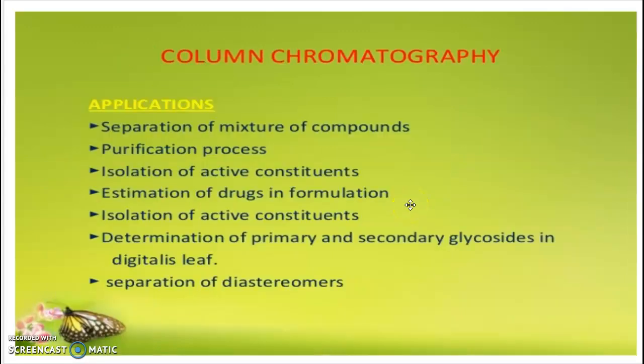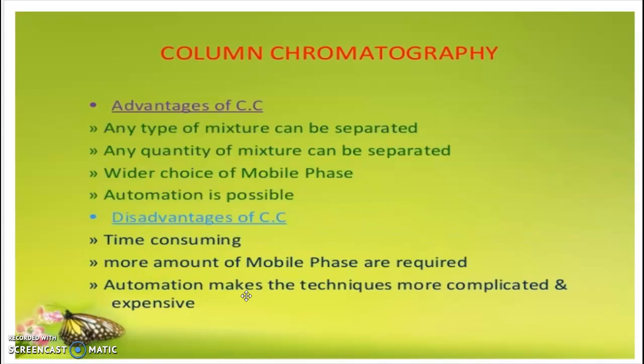See, what are the applications where we can use column chromatography: in the separation of mixtures of components, purification process, isolation of active constituents, estimation of drugs in formulation, determination of primary and secondary glycosides in digitalis leaf. It is actually a type of leaf or a decorative plant. Separation of diastereomers. Diastereomers are nothing but they are not mirror images of each other and they cannot be superimposed. This is actually a stereochemistry aspect.